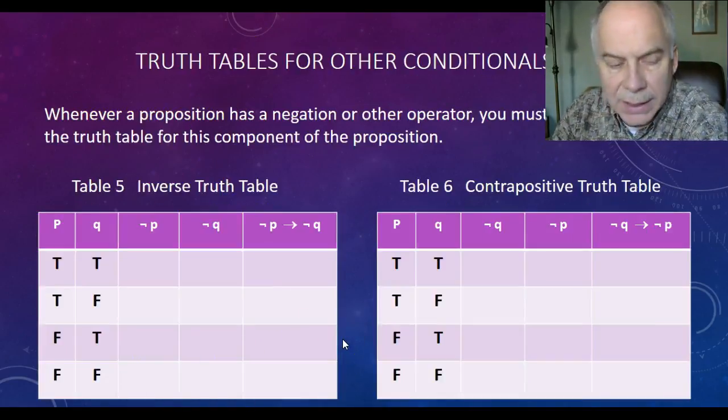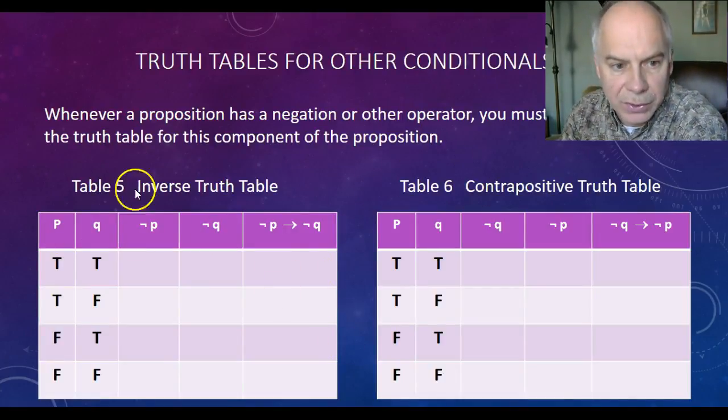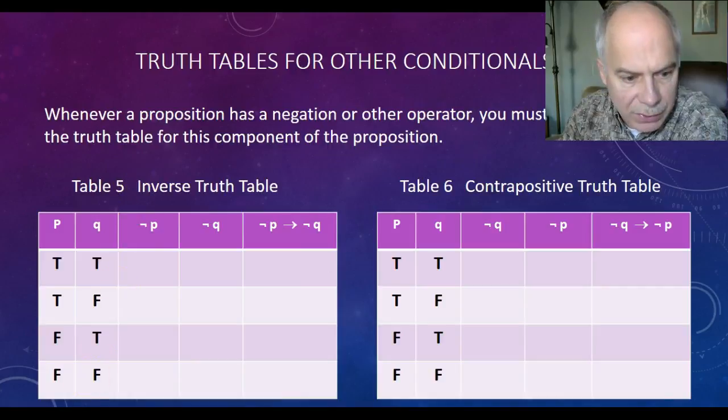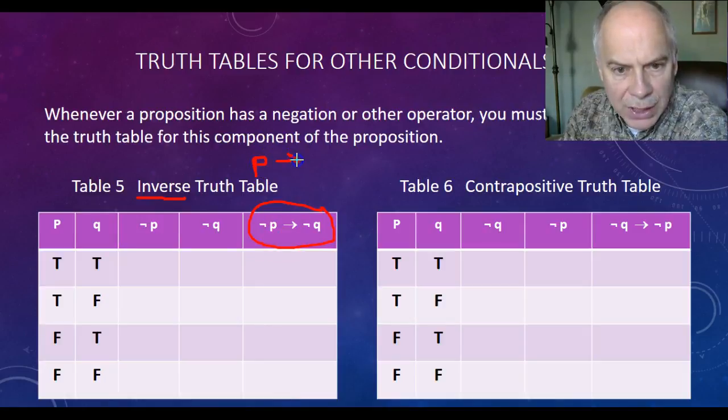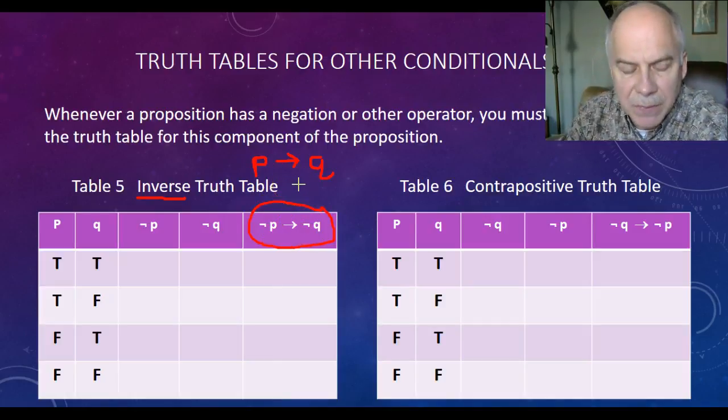Going on to the next slide, let's look at the truth table for the inverse statement. The inverse statement is this statement here where you've just taken the P arrow Q statement, but you've negated both of those statements. Notice we put a not in front of them. So that's the inverse statement.